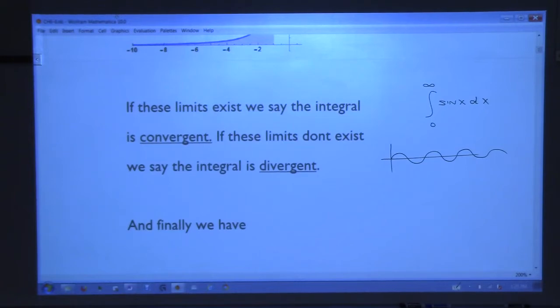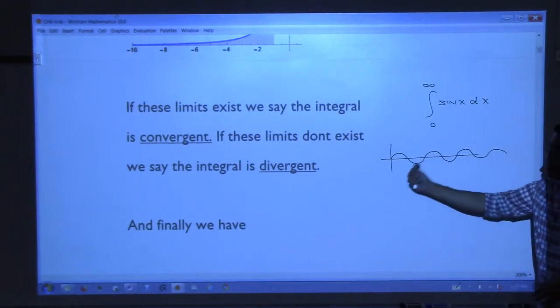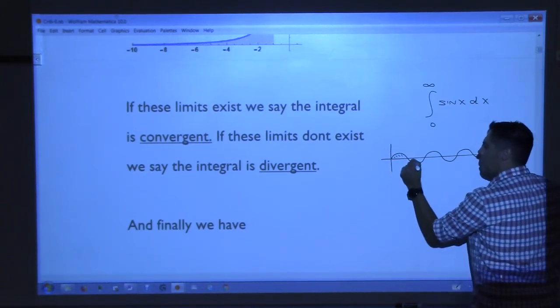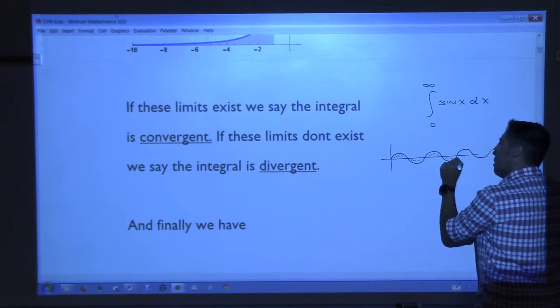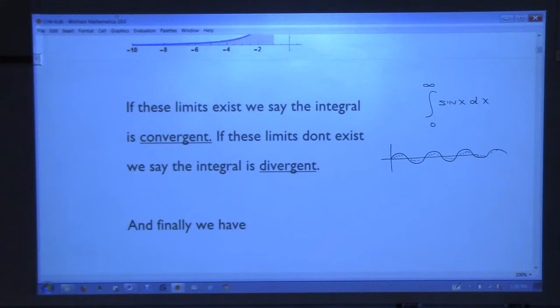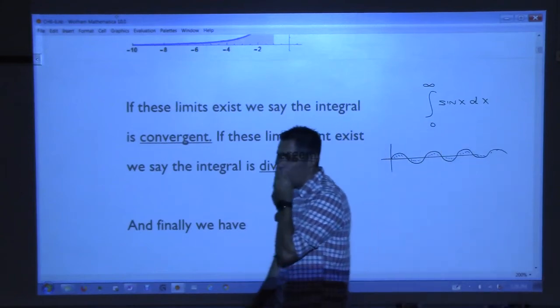That's the area underneath this curve, right? From 0 to forever. So I want this area, this area, this area, this area, this area, this area, this area, right? Forever? Do you think that this integral is going to be convergent or divergent? Why divergent?